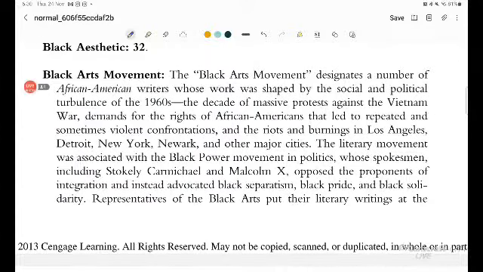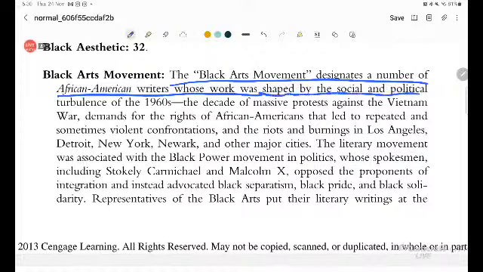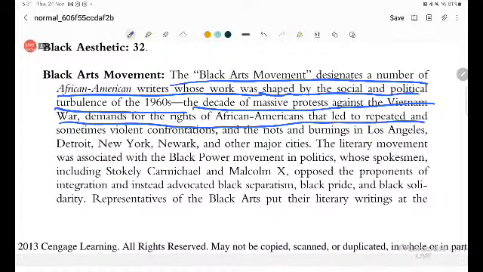Okay, again, the Black Arts movement designates a number of African American writers whose work was shaped by the social and political turbulence of the 1960s, the decade of massive protests against the Vietnam War, demands for the rights of African Americans that led to repeated and sometimes violent confrontations and the riots and burning in Los Angeles, Detroit, New York, Newark, and other major cities.